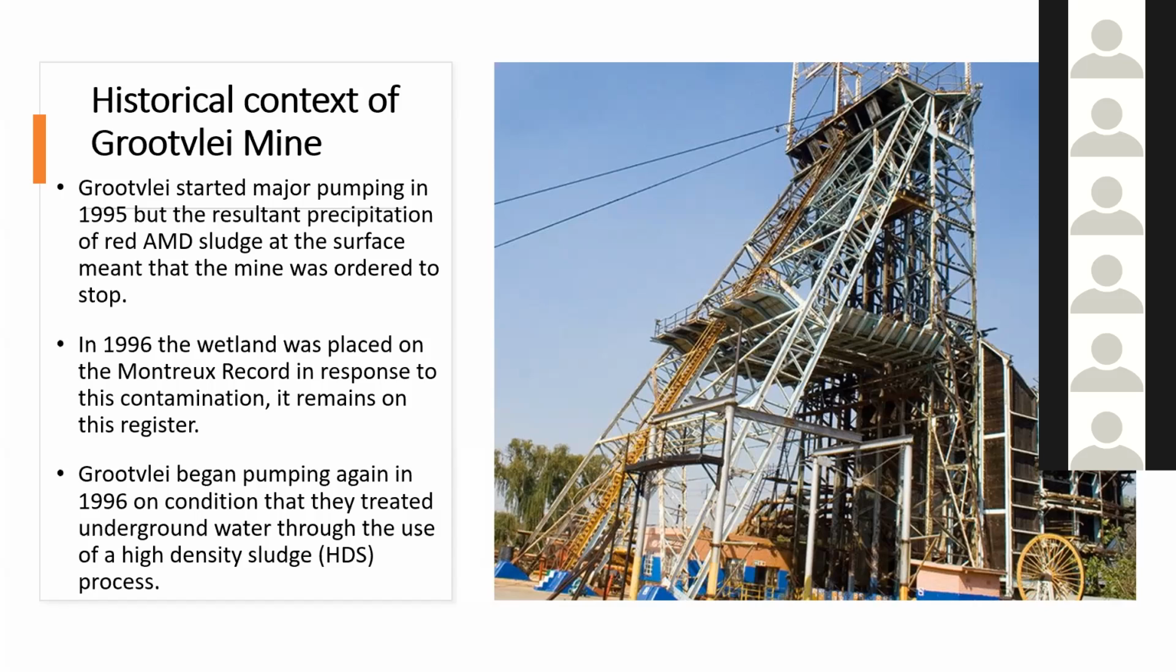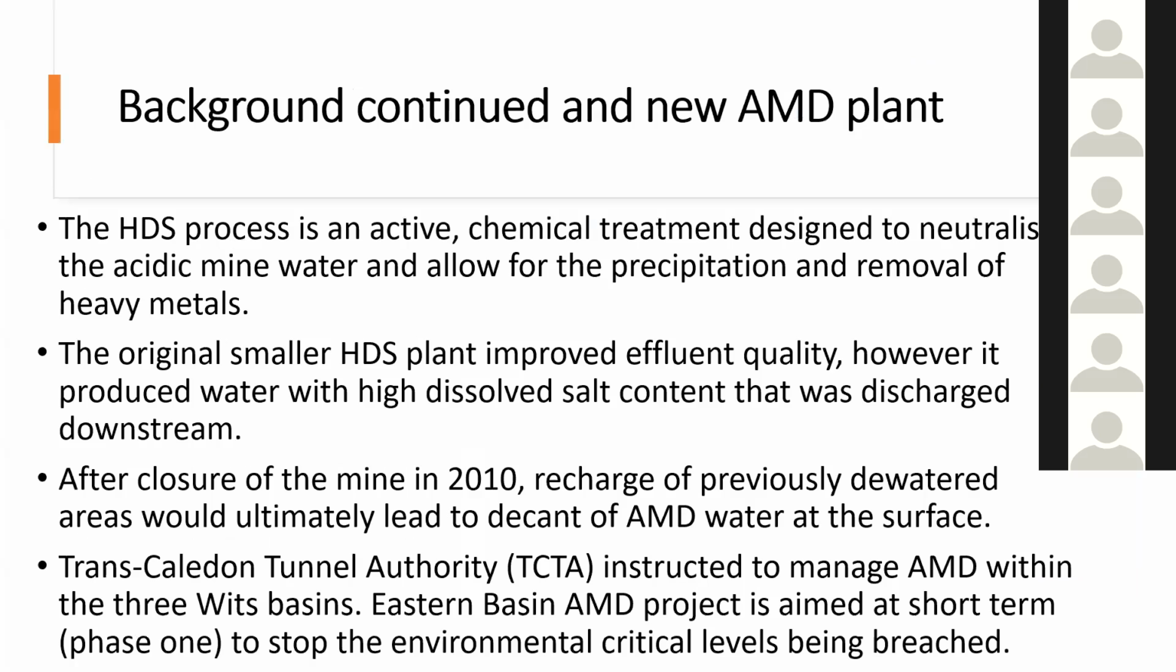Okay, so after being placed on the Montreux record, mining promptly began on condition that they treated underground water through the use of an HDS process, or a high density sludge process. The high density sludge process is used throughout the world. We'll get into that. It's an active chemical treatment designed to neutralize acid mine water and allow for the precipitation and removal of heavy metals.